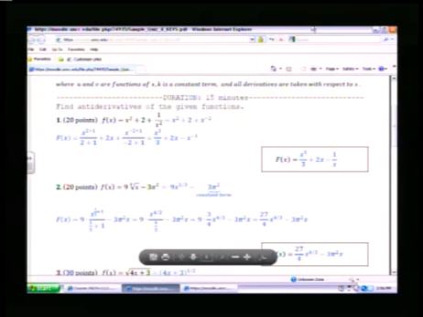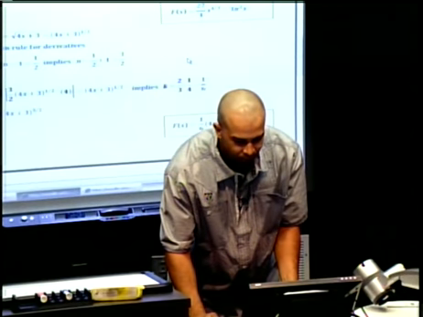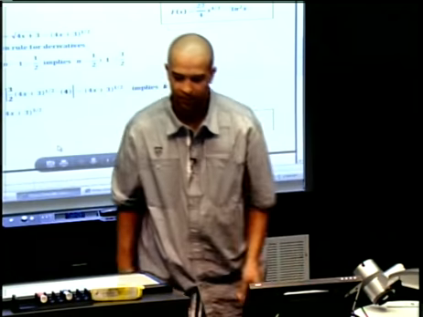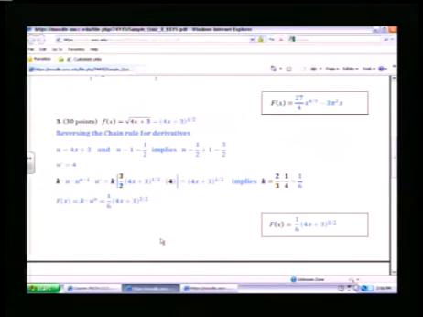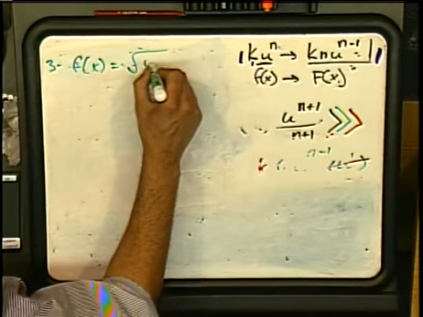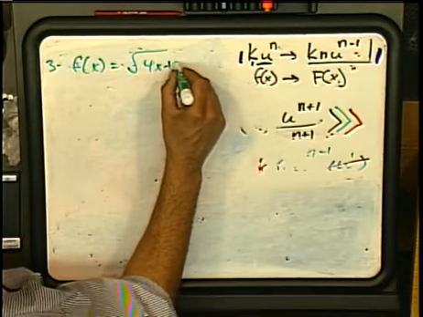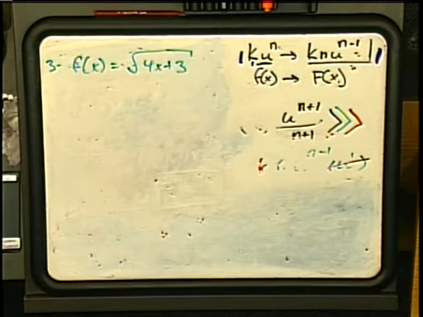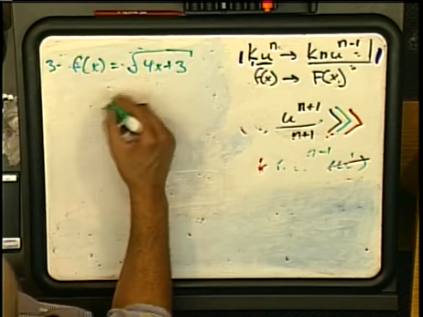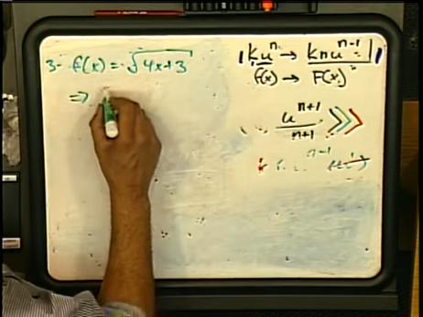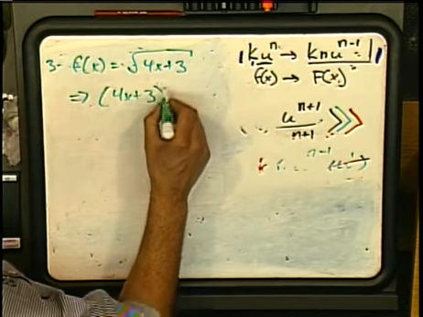Okay, number 3. f of x equals square root of 4x plus 3. Chain rule. We can rewrite this as 4x plus 3 to the 1/2.